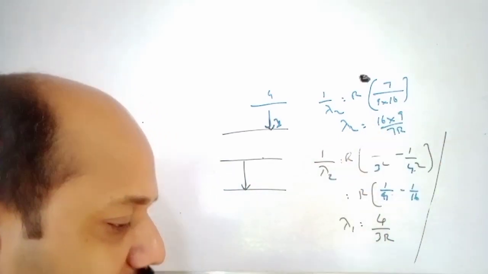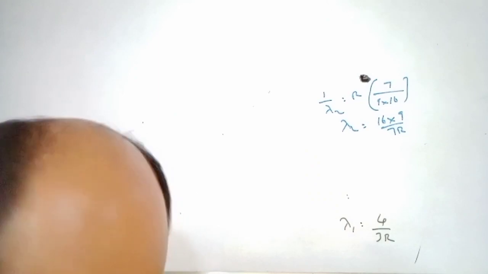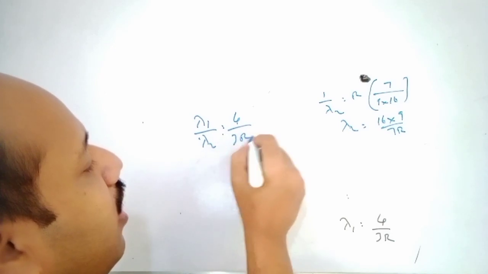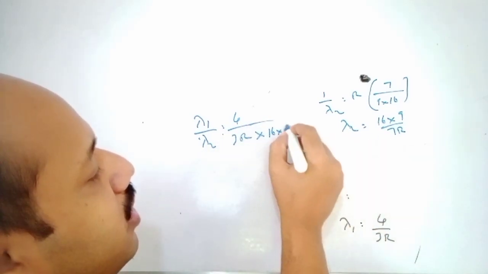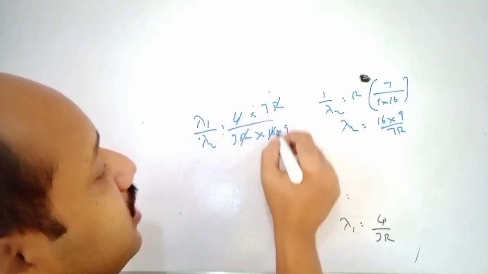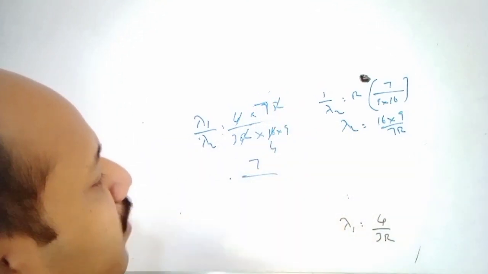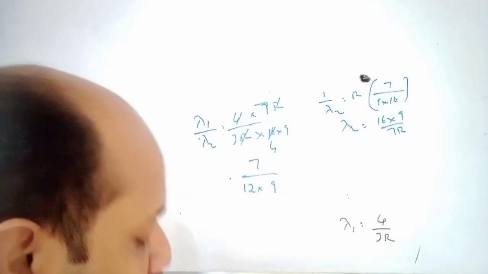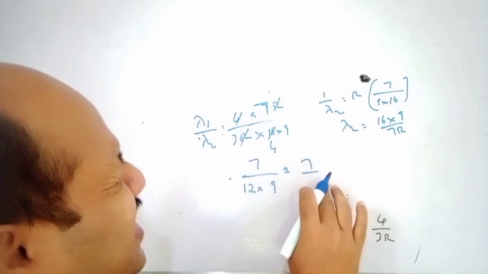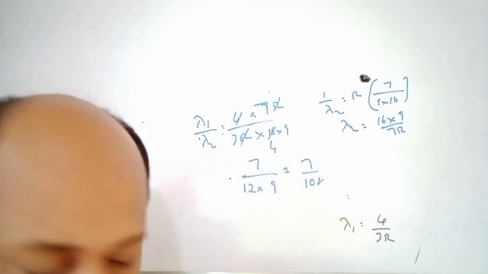Then they are asking to find lambda 1 is to lambda 2. Lambda 1 by lambda 2 is 4 by 3R divided by 16 into 9 by 7R. R would cancel, 4 would cancel. This is 7, right? Now this is 7 divided by 12 into 9. 12 into 9, that is 90 plus 18, that is 108. 7 is to 108, answer is 4. Right.